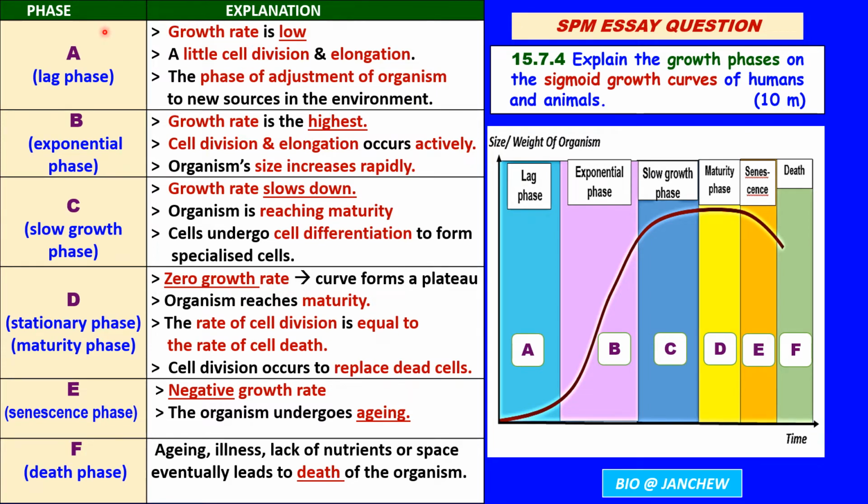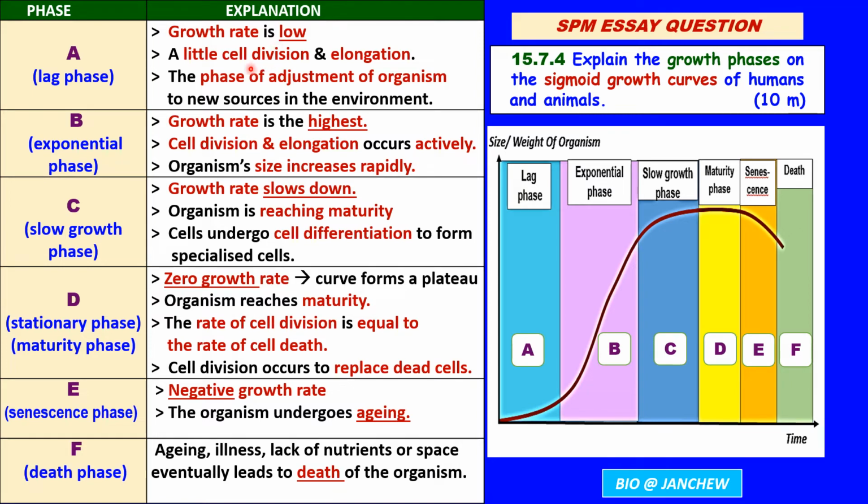Now let's look at the explanation. So the first phase is called lag phase. So we must be able to explain what happens in lag phase. Lag means it's very slow. Now this is the early stage of growth, right? Like from when the child is small, around 4 or 5 years old. The rate of growth is low.